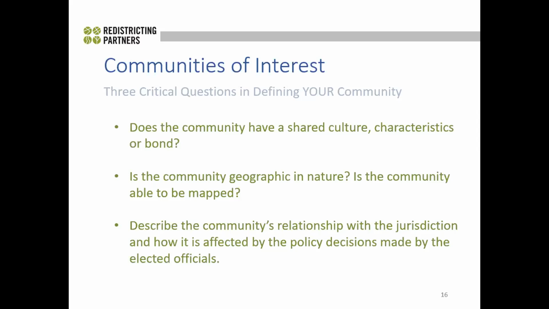And that first one is to think through what are the shared culture, characteristics, or bonds that bind your community. We have this one here because we have that traditional redistricting criteria that we have to follow. And unless legal counsel comes forward and says that we have to draw specific VRA districts, we can't use race as the predominant factor in drawing a district.